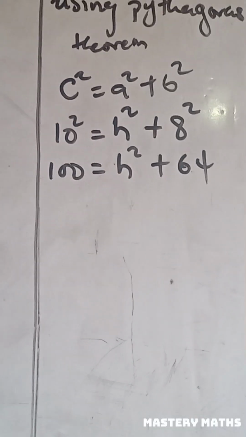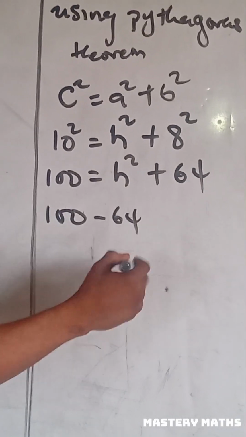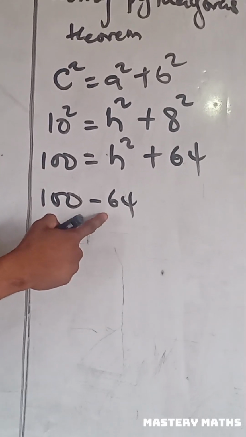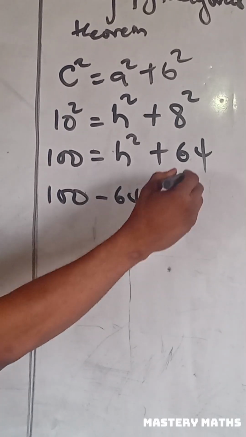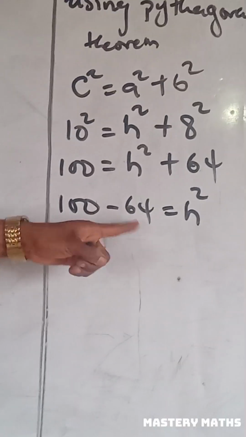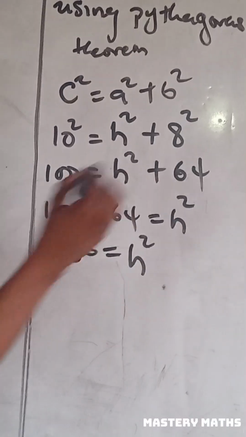We collect our like terms. We say 100 minus 64, because when 64 crosses over the equality sign, it changes to minus 64, equal to h square. Now 100 minus 64, look at it. 100 minus 64 is 36, which is equal to h square.